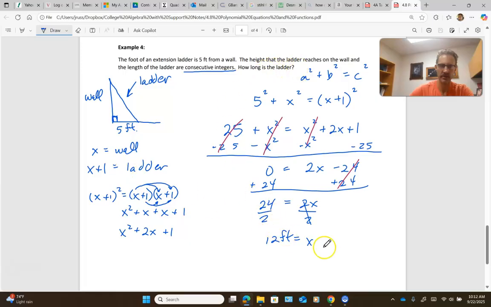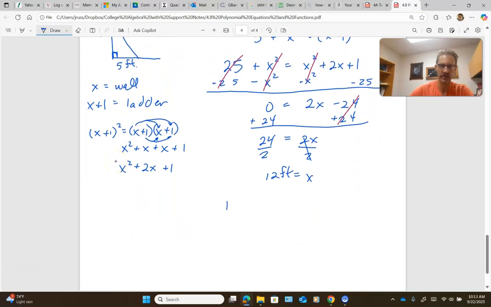Well, you've got to go back and look at what your problem is asking. 12 is x, and x represents the height that the ladder reaches on the wall. But that's not what the problem is asking. The problem is asking for the length of the ladder. Well, if the wall is 12, then the ladder must be 12 plus 1, which is 13. So 12 feet plus 1 foot equals 13 feet. So the ladder is 13 feet long.